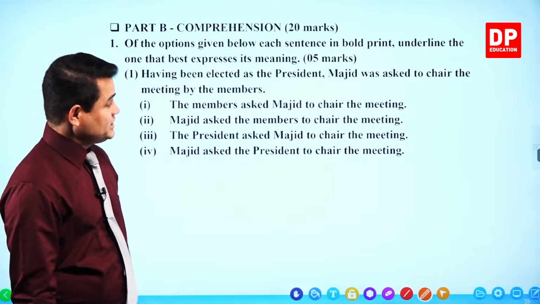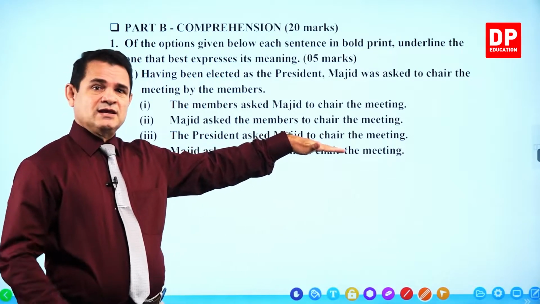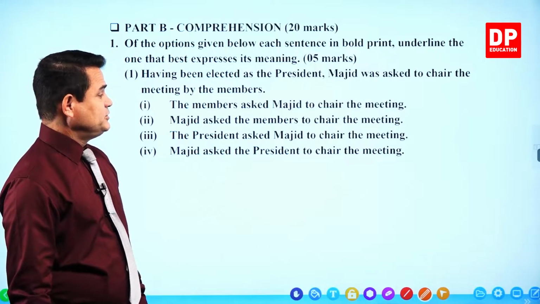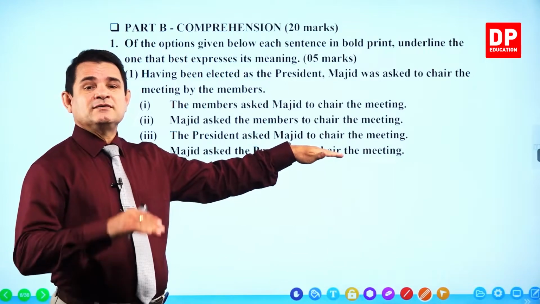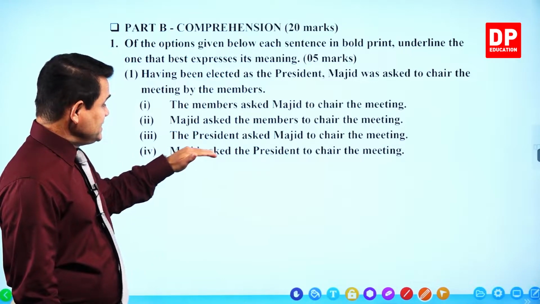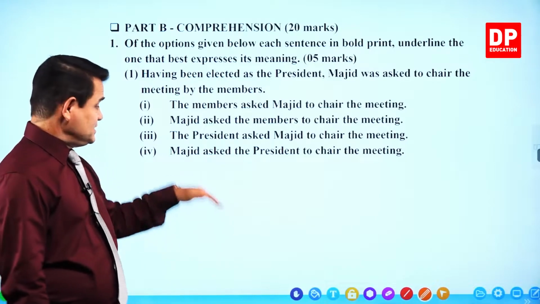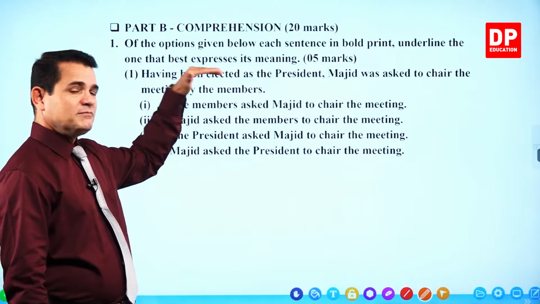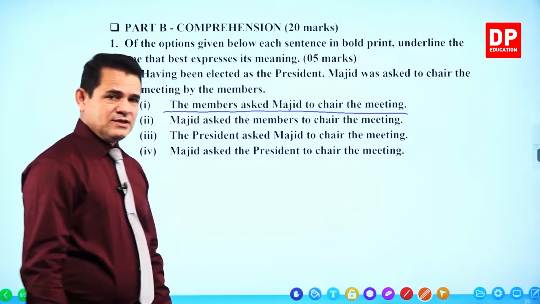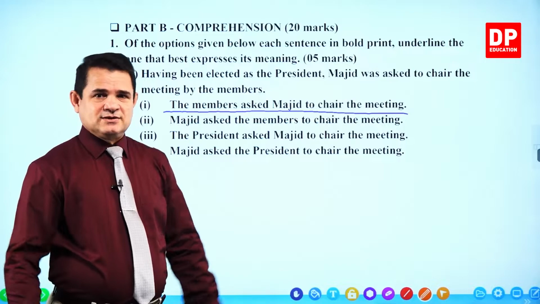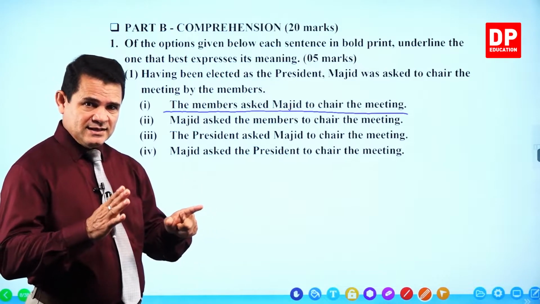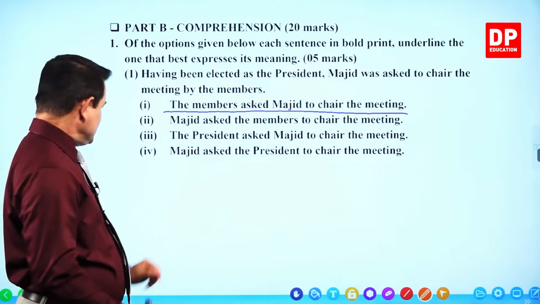Majid asked the members to chair the meeting. That cannot be. So it is wrong. Next one. The president asked Majid to chair the meeting. That's not it either, because Majid was the one elected. So it's also wrong. Majid asked the president to chair the meeting. No. The president and Majid are the same person. The correct answer is actually the first one. So don't get confused. Read carefully and understand correctly. Look at the next one.